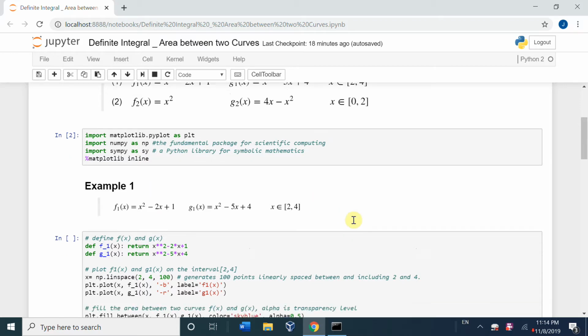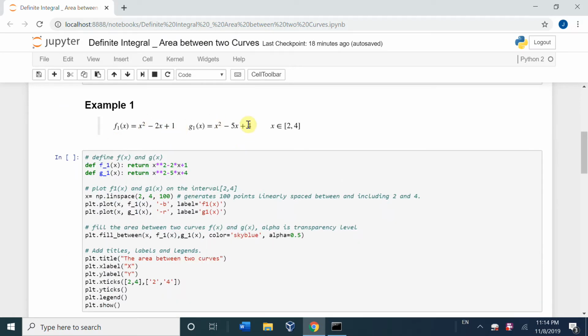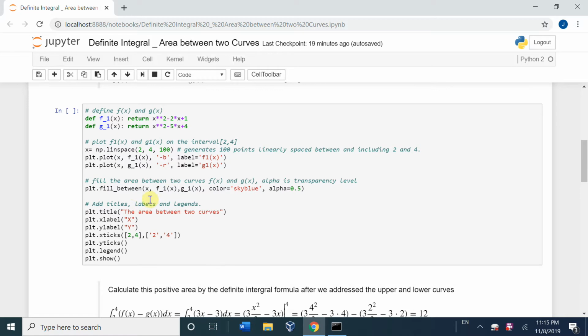Okay, for the first example, given these two functions, first we define these two functions. The f1 of x is x squared minus 2x plus 1. Another one is x squared minus 5x plus 4. Now we plot those two functions, and then we fill the area. We use plot and fill_between these two curves. And then alpha is the transparency level. I choose 0.5. Then we just add the titles, labels, and legends.